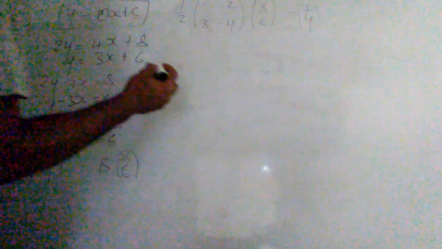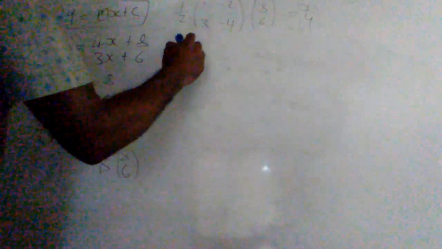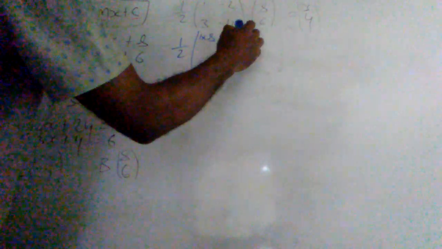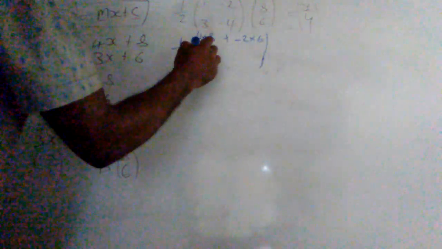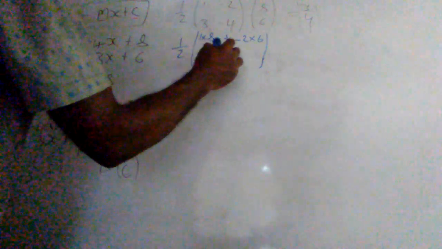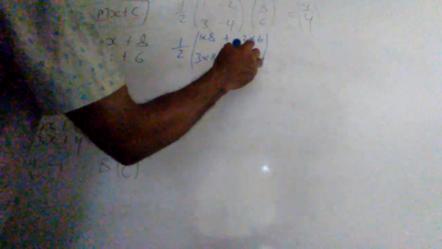Equal x, y. So we'll keep the scale factor of 2 here and multiply these matrices. So we'll have 1 times 8 plus negative 2 times 6, and that will be row 1, column 1. So row 2, column 1 now will be 3 times 8 plus negative 4 times 6 equal x, y.